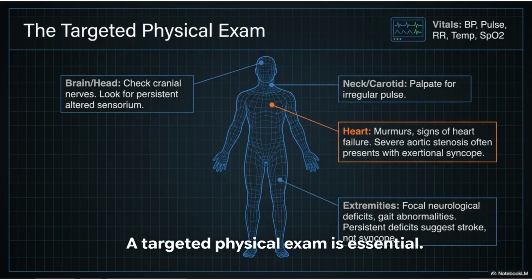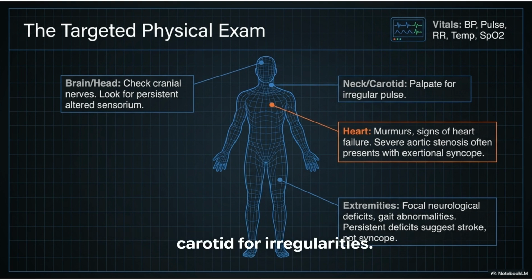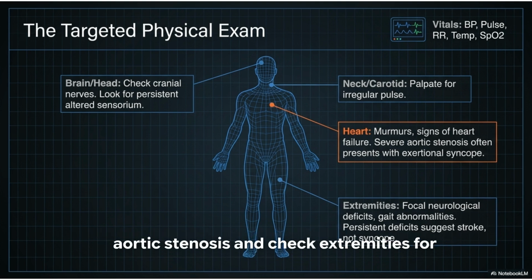A targeted physical exam is essential. Evaluate the head for signs of injury. Palpate the carotid for irregularities. Listen for cardiac murmurs that might suggest aortic stenosis, and check extremities for persistent neurological deficits.